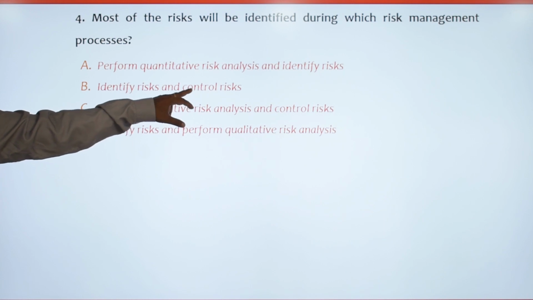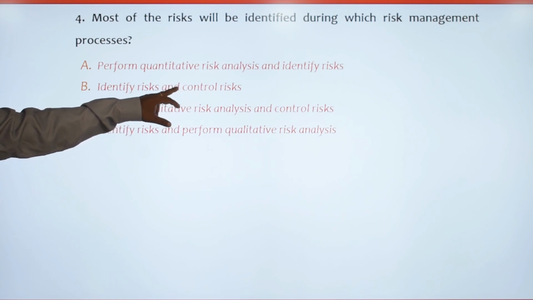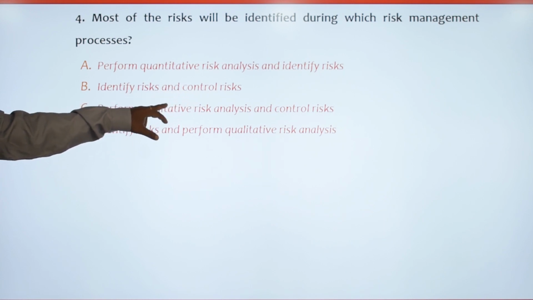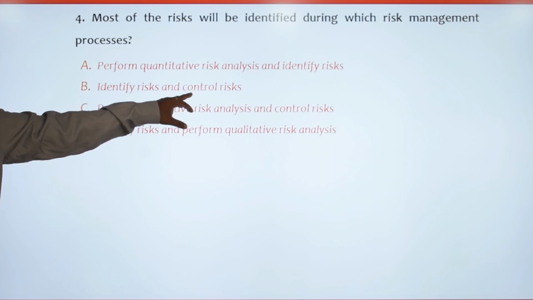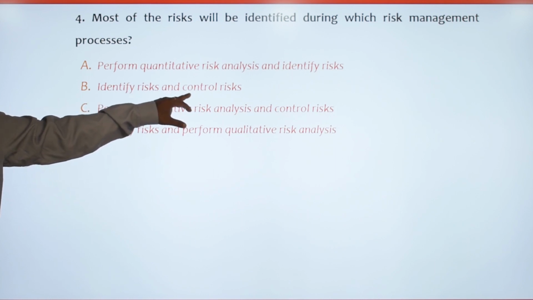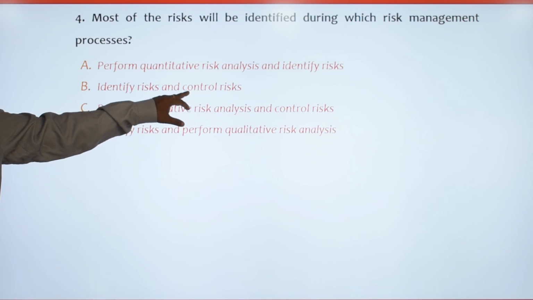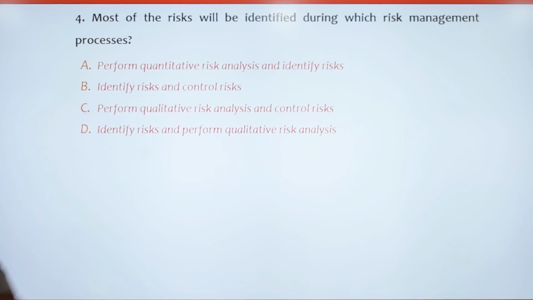While monitoring the risk already identified, you may also identify a new risk. So that is what is done in control risk or tracking risk. During that time also, we can identify new risks. So the right answer is option B.